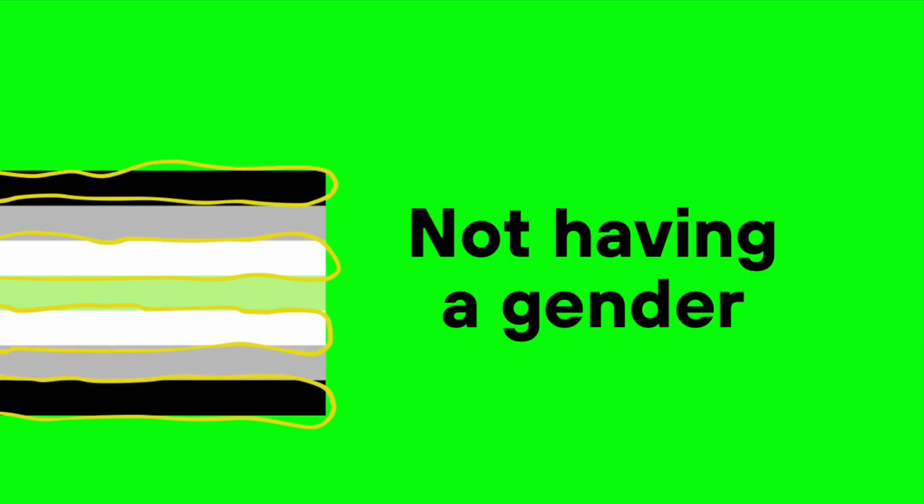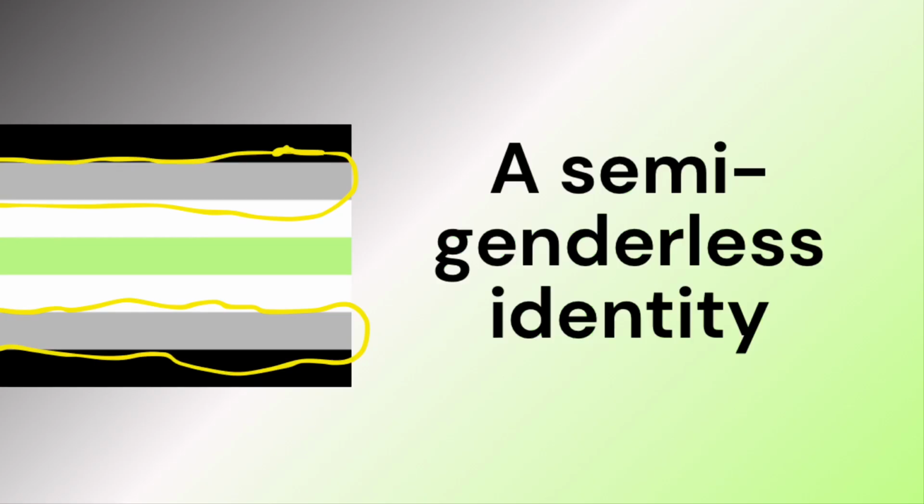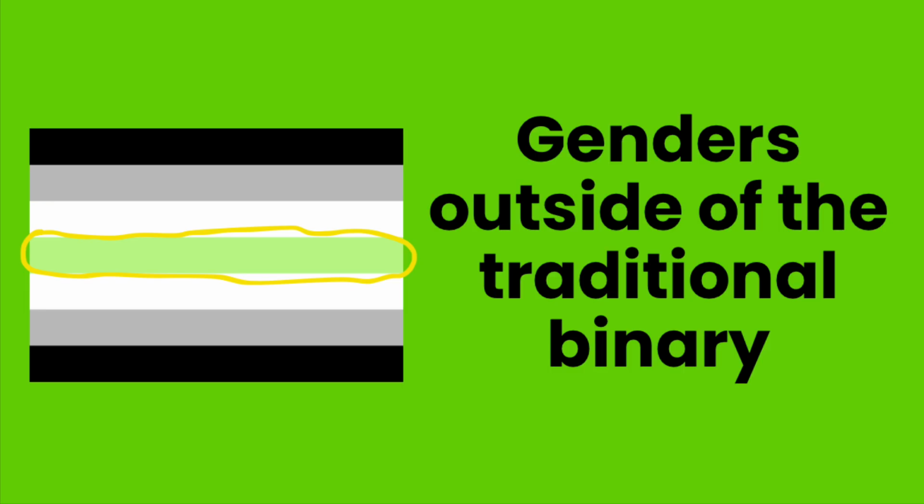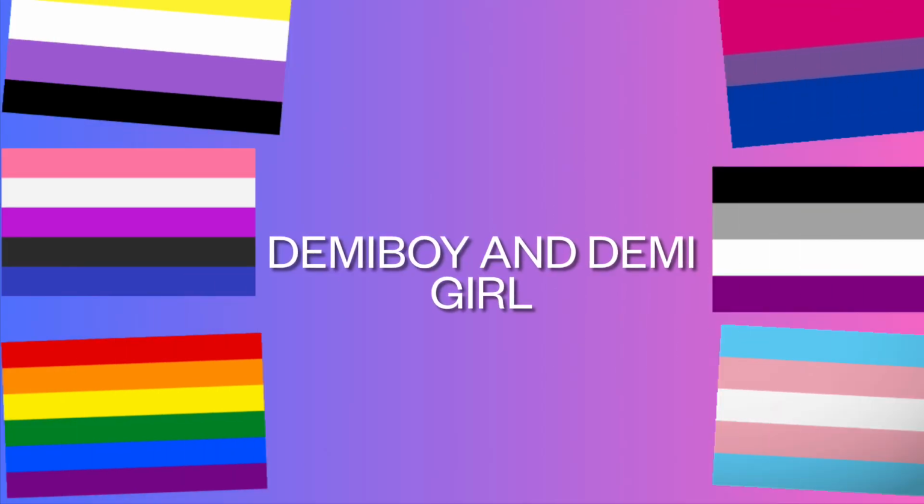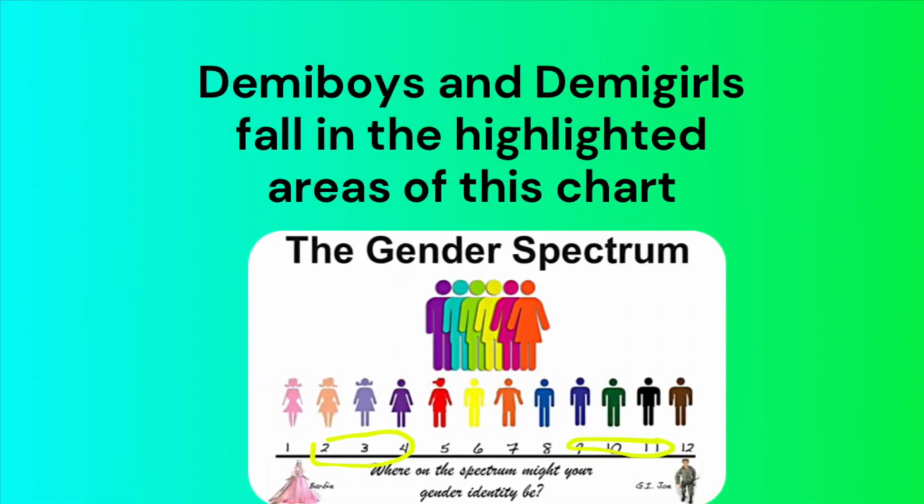The black and white stripes represent a lack of gender, the gray stripes a semi-genderless identity, and the central green stripe non-binary genders. Next up is demigender. Here's another subset of the non-binary community. Whereas agender people claim no gender at all, a demi-boy will claim to lean a little more towards the male end of the spectrum, though not being entirely male, and a demi-girl in the female end.